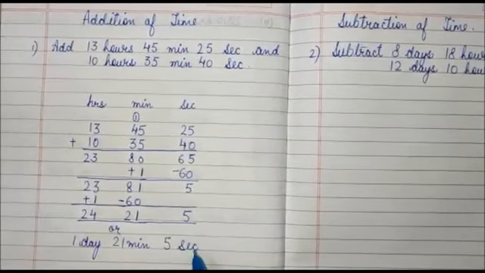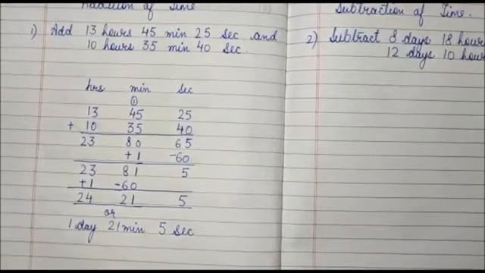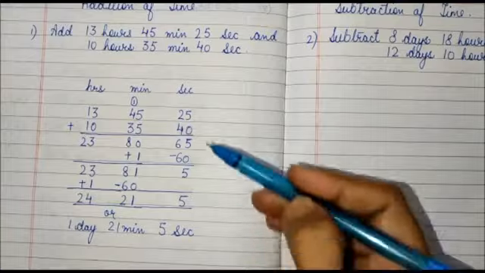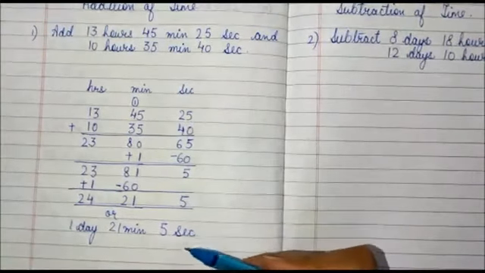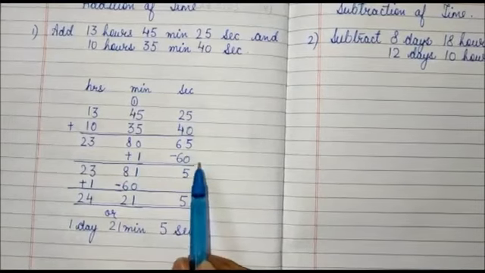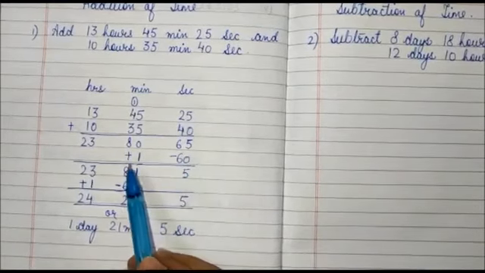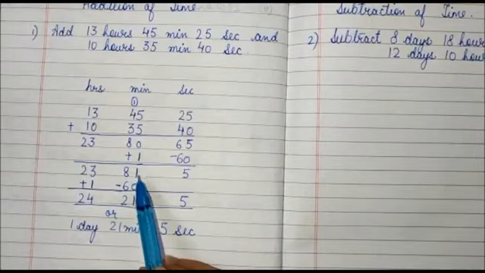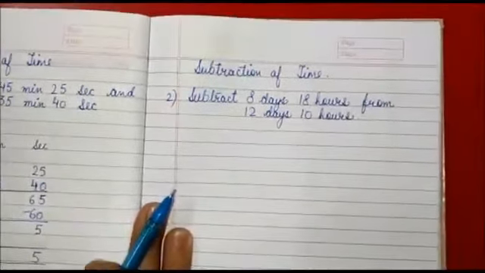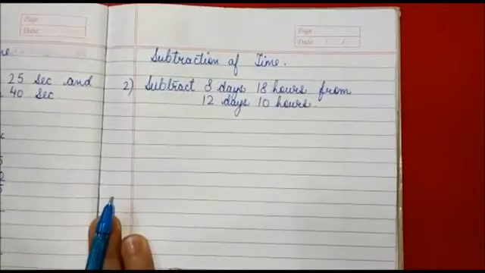I hope it is clear to you. The only thing you need to take care of is that you have to arrange the given times in the 3 columns. Arranging them in the correct order is very important. And whenever you have seconds or minutes more than 60, you can deduct and add simultaneously at the same step. So this was related to the addition of time. Let's take one more question related to the subtraction of time.